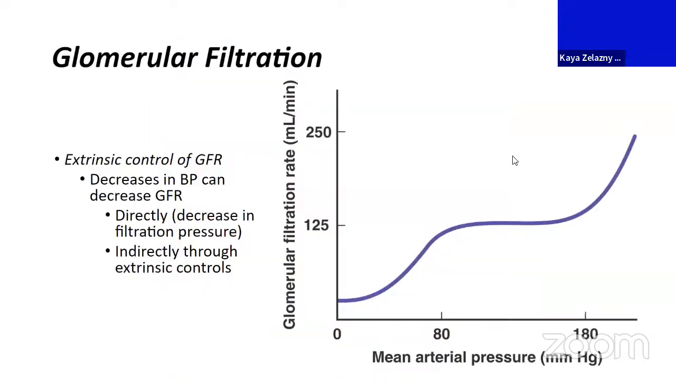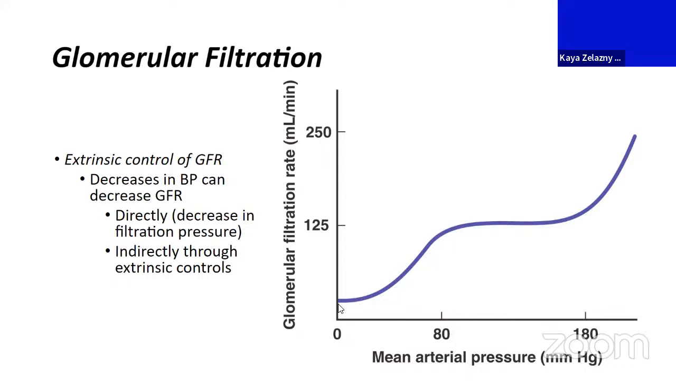So those are both intrinsic methods of regulation. So they're local to the kidney. They're from the kidney, coming from basically the structures of the nephron itself. But we do also have some extrinsic controls here on our glomerular filtration rate.